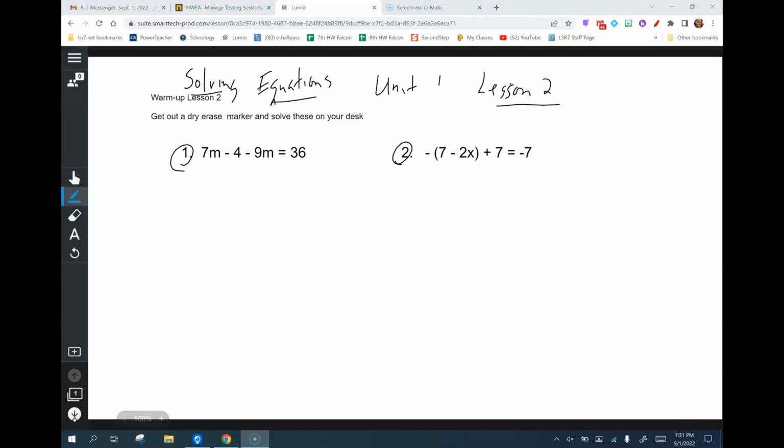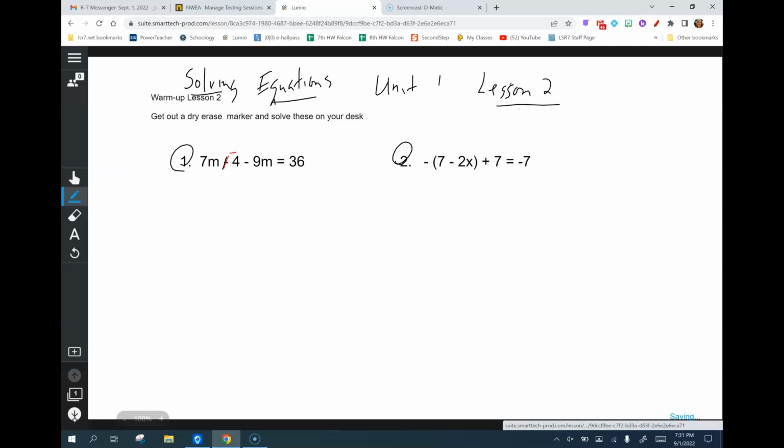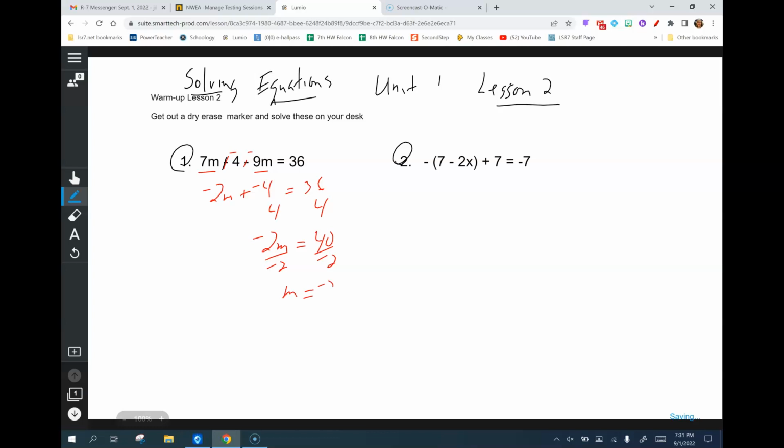Hopefully you actually tried these on your own, but if I were solving this, I would cross a line and change the sign. Whoops. Cross a line and change the sign. Try that in a different color. Then I'm going to combine like terms, so I get negative 2m plus negative 4 is equal to 36. Add, of course, the 4 to both sides. I get negative 2m is equal to 40. Divide by negative 2, and I get m is equal to negative 20.